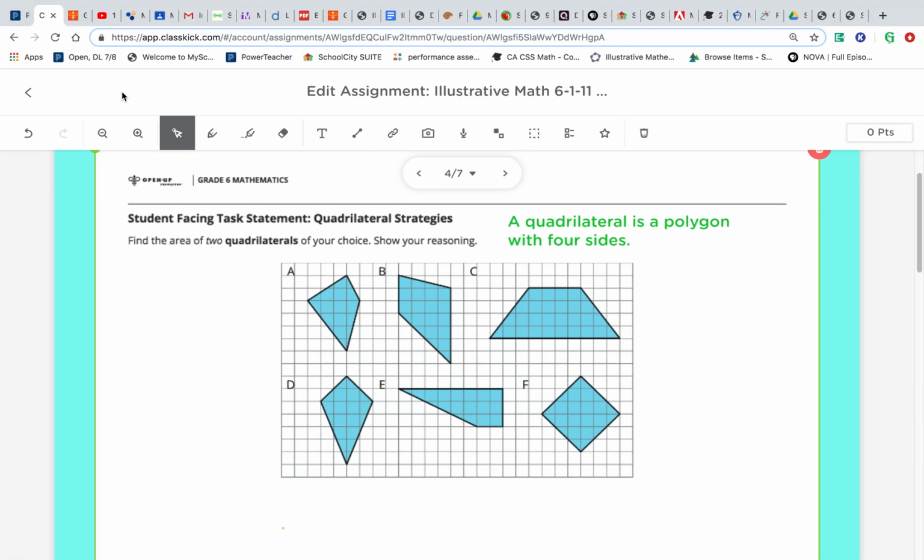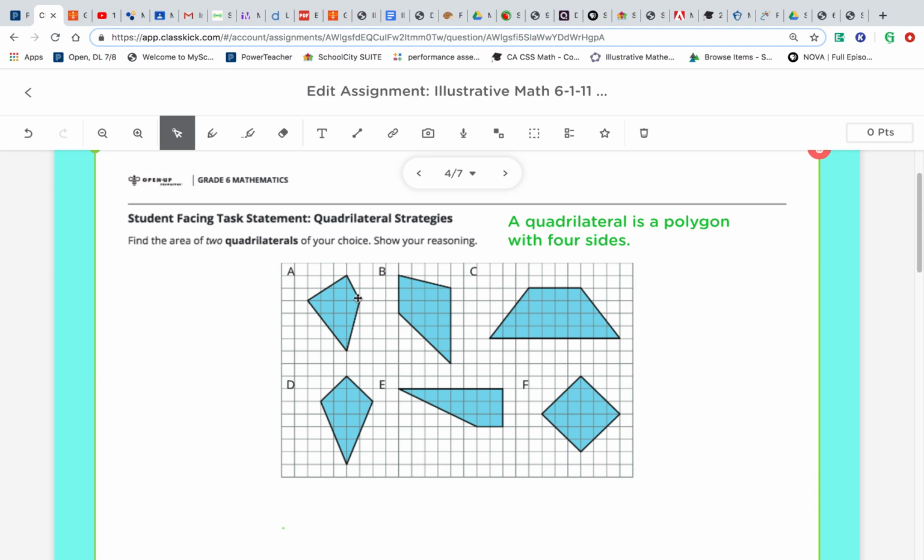Okay, class, welcome back. So now we're going to be trying to find the area of quadrilaterals. And it's important to remember that a quadrilateral is a polygon, like we were just working with, that has four sides. Okay? Quad means four. All right.